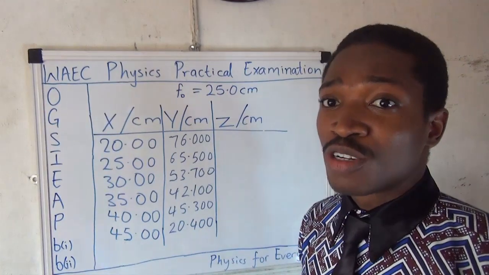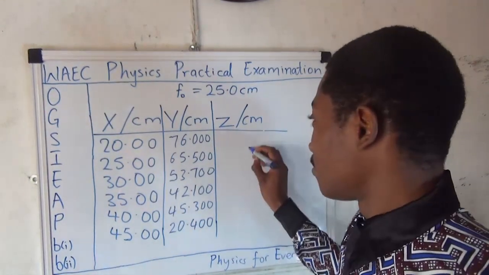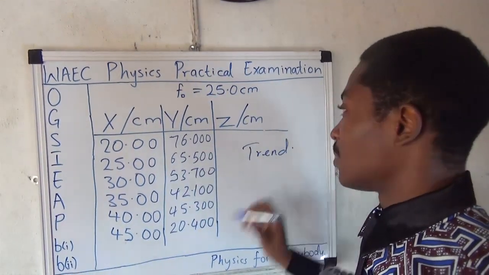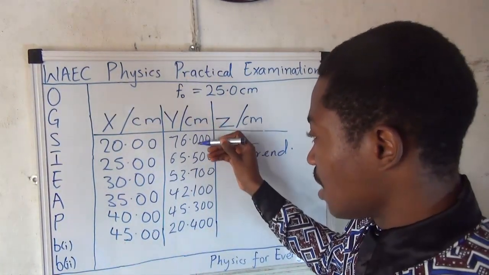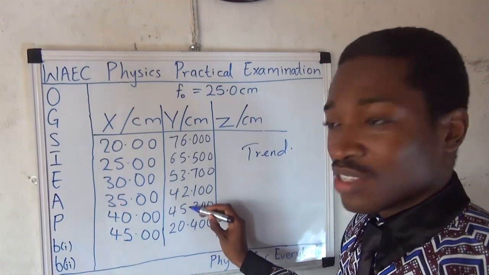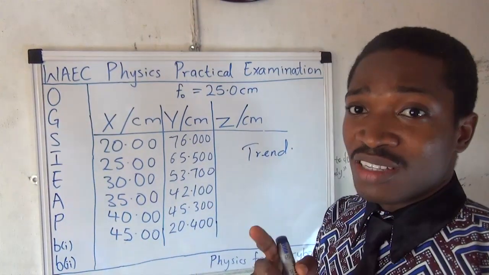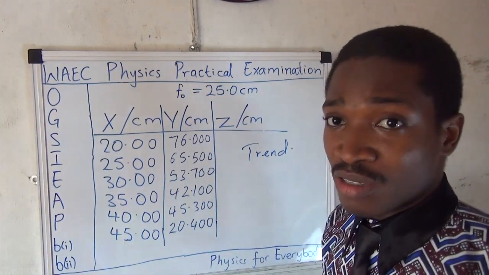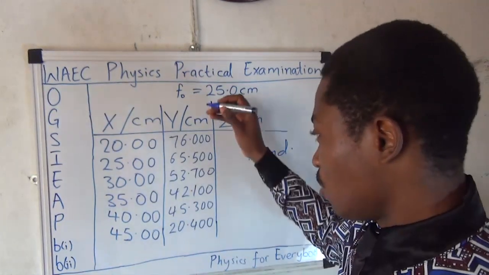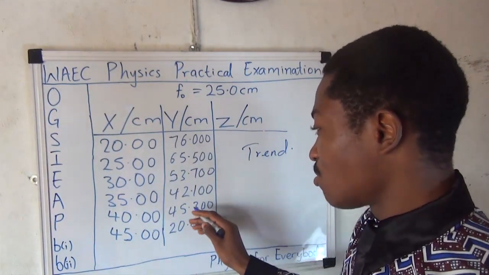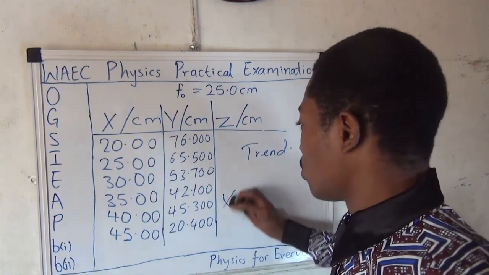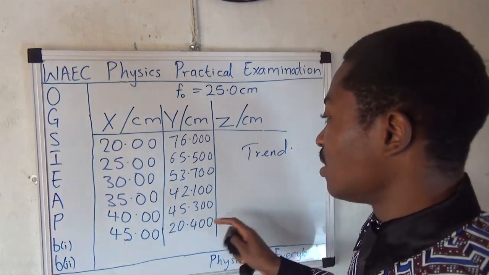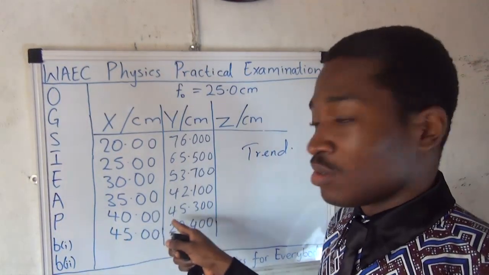Now, your values must be in plain. It means your values must keep reducing. Now look at this, they are reducing. This one increased and it kept on reducing. That means there is an error in your experiment. You've made a mistake somewhere. Your values must be in plain. If you have something like this, you are losing a mark. So when you have something like this, return to this step.